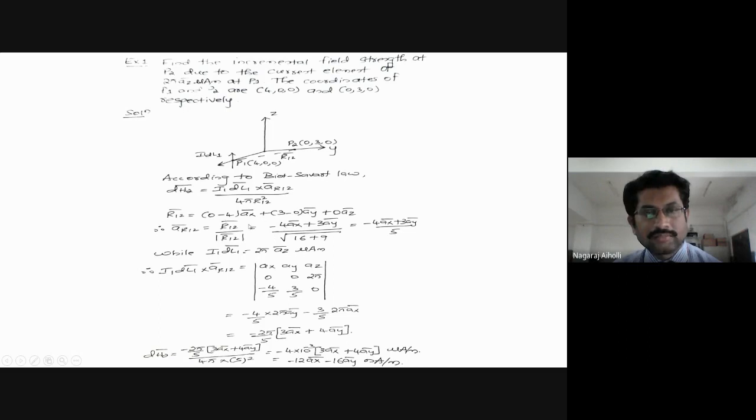The unit vector is given by the vector divided by its magnitude, that is R12 bar divided by its magnitude. R12 bar is minus 4 AX bar plus 3 AY bar. The 0 AZ bar term is 0 only, so we did not consider that. To find the magnitude, we take the square root of the sum of the squares of the x, y, and z coordinates, that is square root of minus 4 square is 16 plus 3 square is 9. So AR12 bar is equal to minus 4 AX bar plus 3 AY bar divided by 5, since 16 plus 9 is 25 and the square root of 25 is 5.